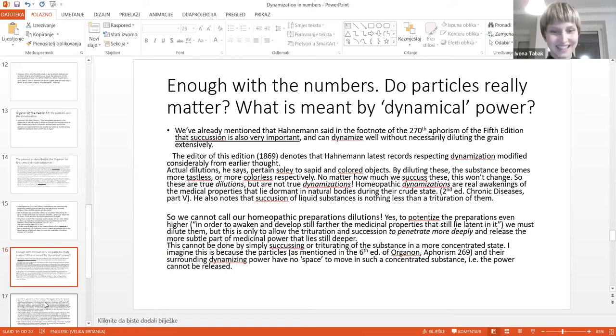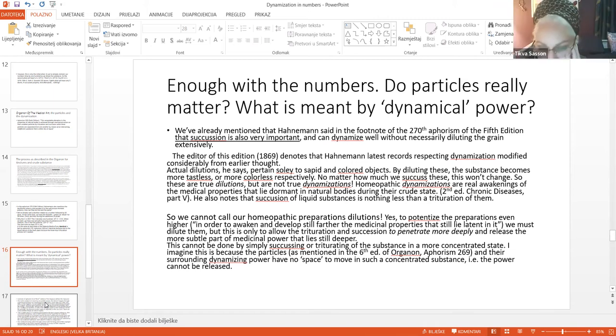They will not. Right. So we need to get away from this material kind of thinking. If we take a colored substance and just dilute it, it will get less and less in color, but this doesn't matter. And he also knows that succussion of a liquid substance is the same thing as triturating them. So dilutions are not dynamizations. With dynamizations, we awaken the medicinal properties that lie dormant, as he puts it nicely, in natural bodies during their crude state. So we cannot call them dilutions, they're dynamizations.